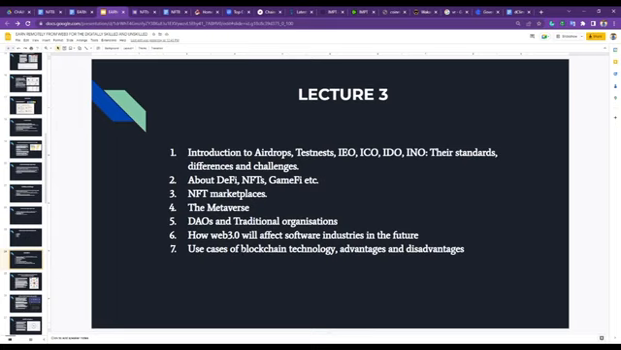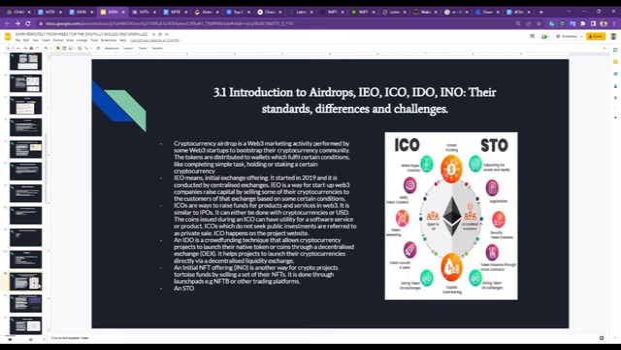So please note that you are to do your own research, which is actually one of the key things to succeeding in anything you are learning. Do your own research, do your analysis, learn more, especially for the topics that might seem to interest you, including NFTs, DeFi, and DAOs, even the metaverse. So please do your own research, and it's gonna be a good day. Starting with lecture 3.1, introduction to airdrops, IEO, ICO, IDO, and INO.